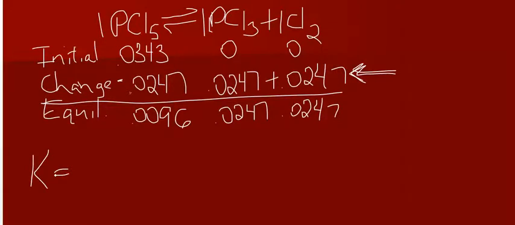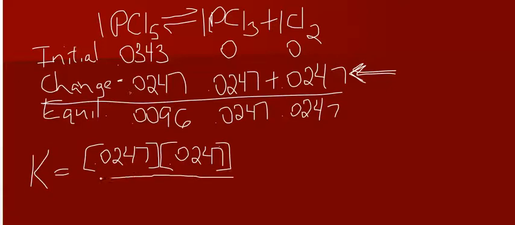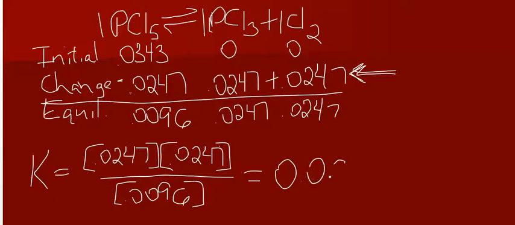K is products divided by reactants. So we're going to do products, 0.0247 times 0.0247. And there's no coefficients here, so we don't have to square or cube or anything like that. Then divided by 0.0096. And again, K is a unitless quantity. So K comes out to 0.064.